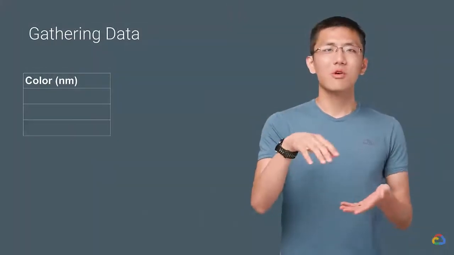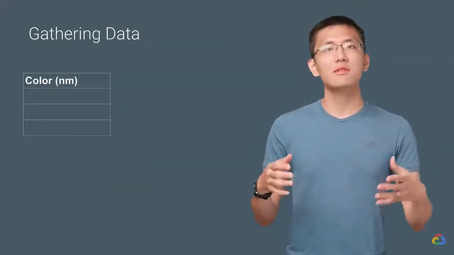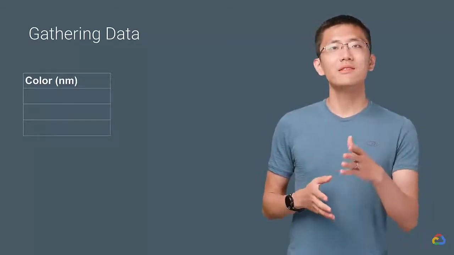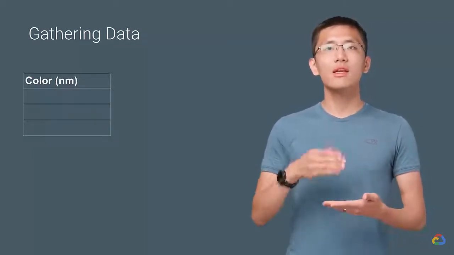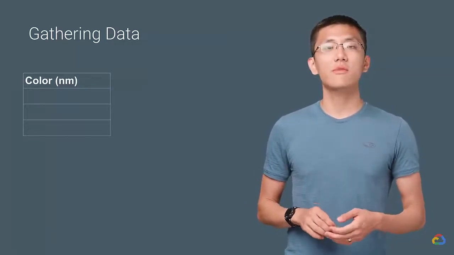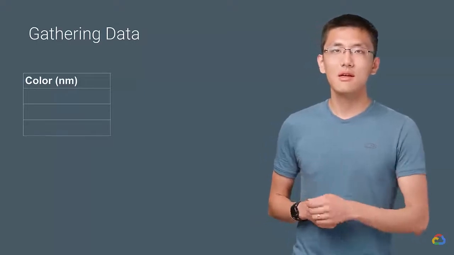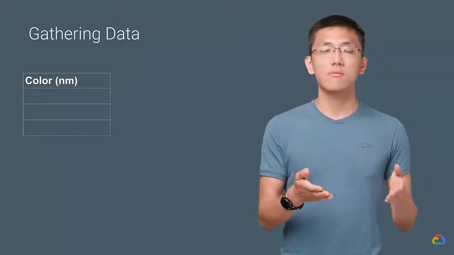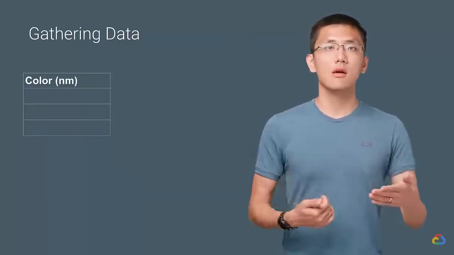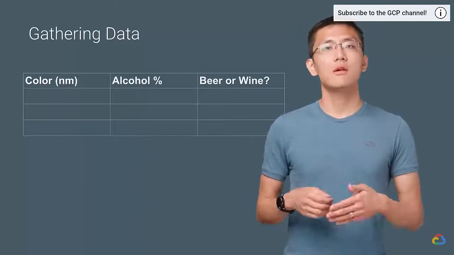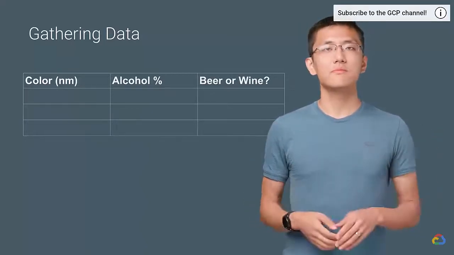Once our equipment and booze are all set up, it's time for our first real step of machine learning, gathering that data. This step is very important because the quality and quantity of data that you gather will directly determine how good your predictive model can be. In this case, the data we collect will be the color and alcohol content of each drink. This will yield us a table of color, alcohol content, and whether it's beer or wine. This will be our training data.